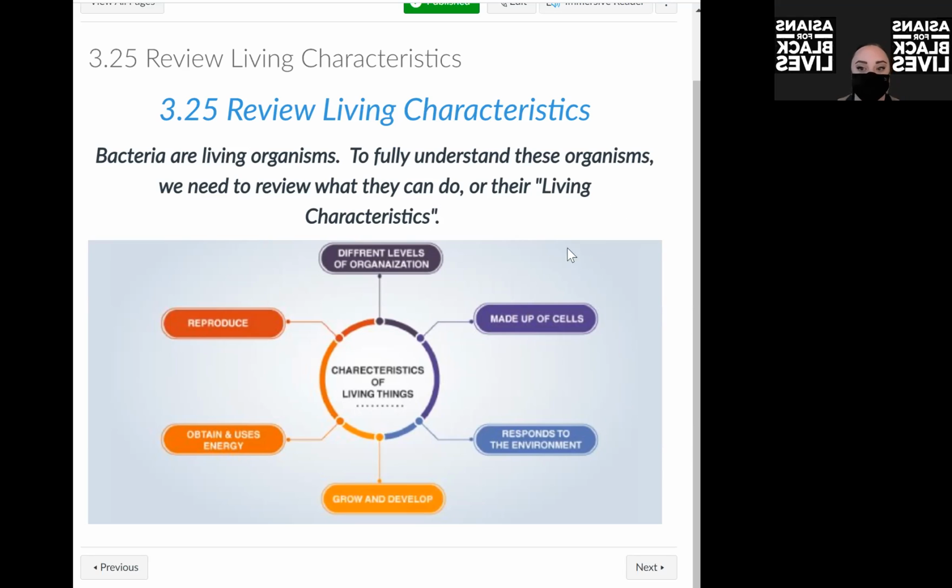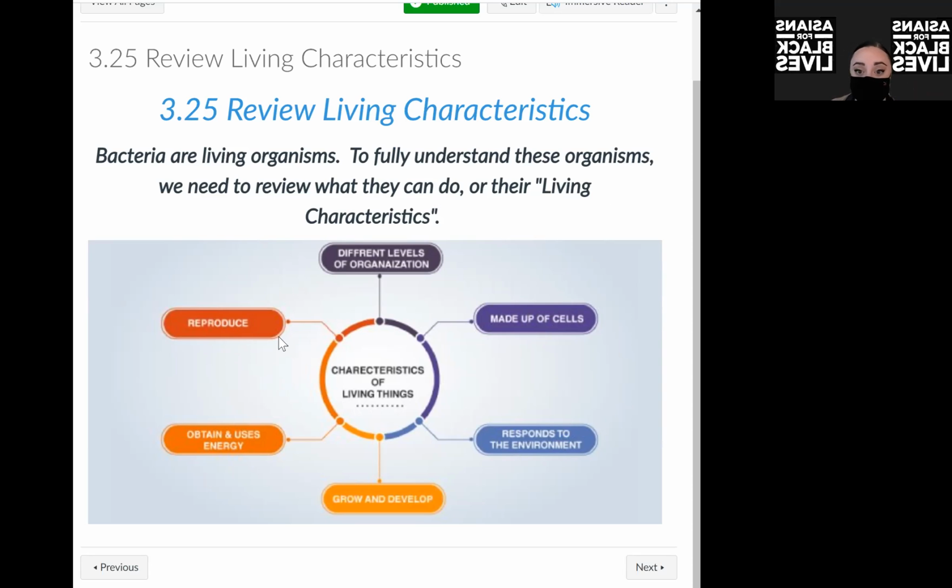The bacteria are made up of a cell. They're just one cell, but it's still a cell. They respond to their environment just like we do. So they respond to temperature changes, changes in the amount of food or water they have, or if there are chemicals like antibiotics on the surface. They grow and develop, and they also need food and water to survive, just like we do. Okay.